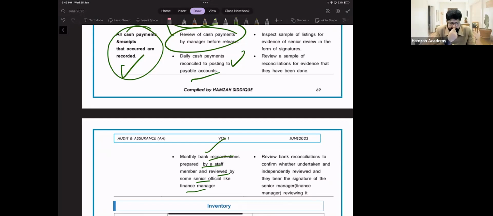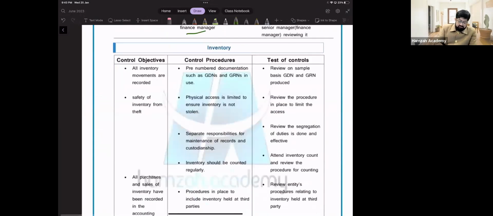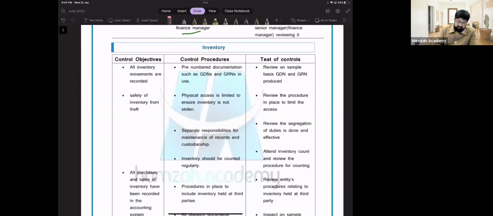Now, next, inventory is same as that of purchases and sale, because purchase and sale is for inventory. You will read yourself. You will do it yourself.